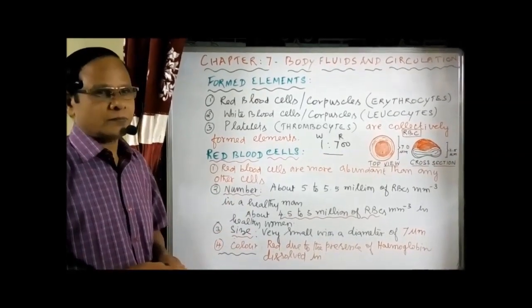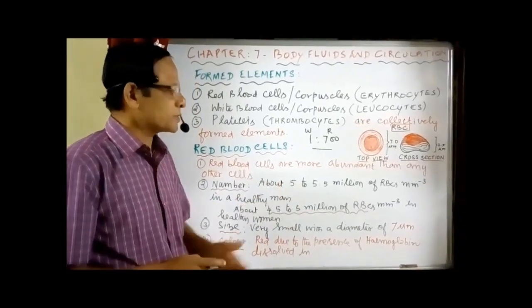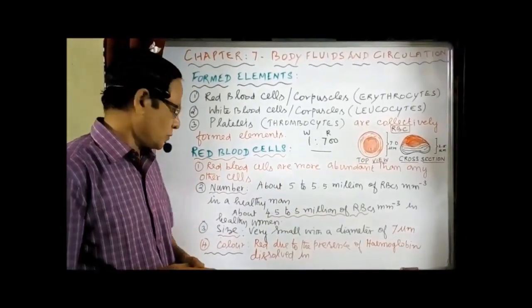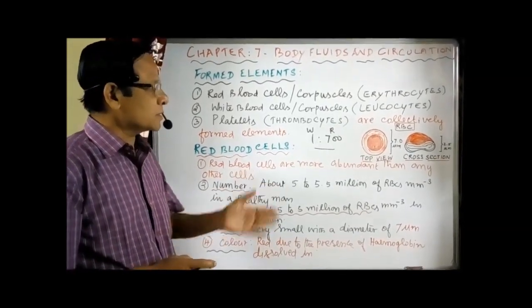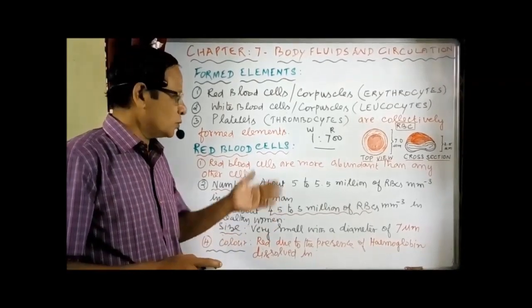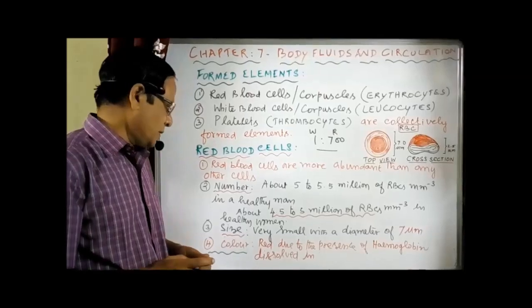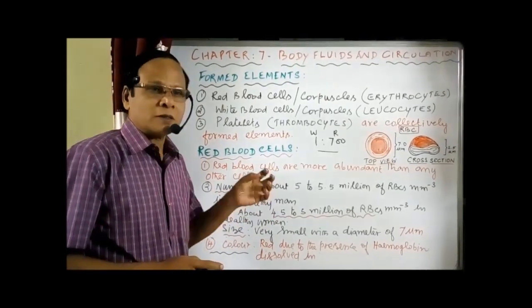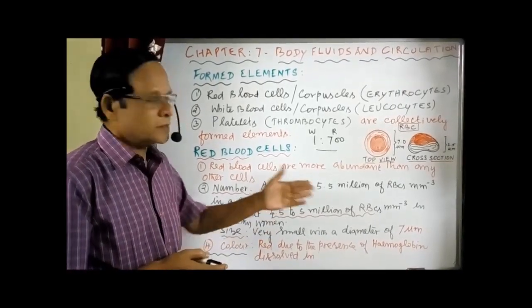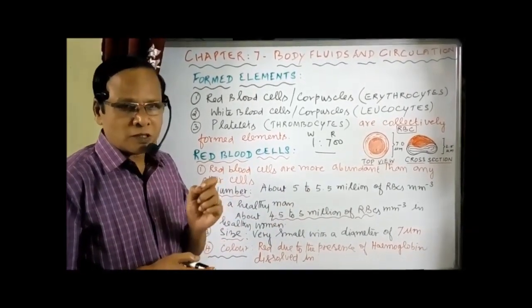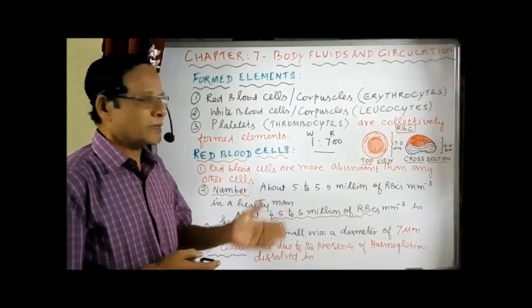What about the size? The size is very small, with a diameter of 7 micrometer. Then the color. The color of the RBC is red. This is why we say RBCs are red blood corpuscles. This is because of the presence of a red respiratory pigment called hemoglobin. We already studied the nature of hemoglobin. Each hemoglobin molecule carries 4 molecules of oxygen, that is the oxygen carrying capacity.